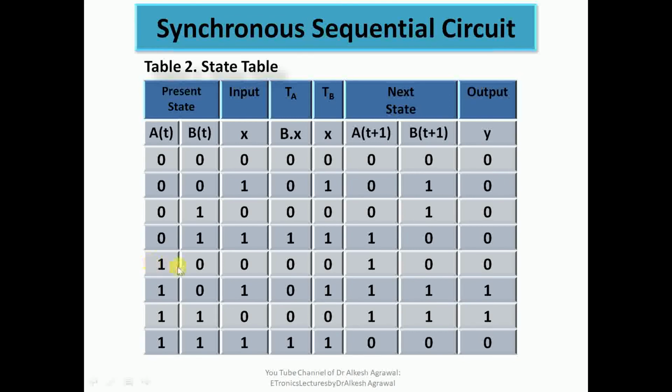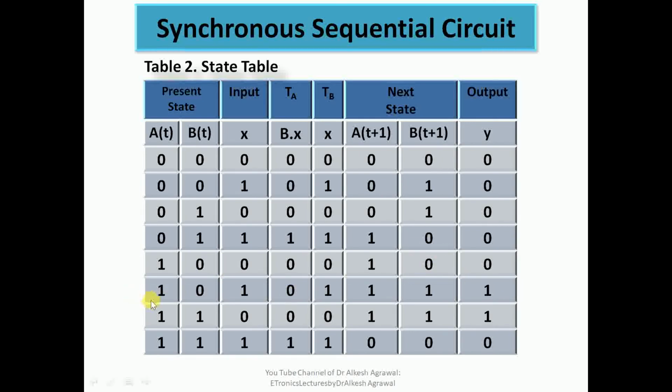If we see another row, we have inputs 1, 0, 0. So B and X is 0 and X is 0. So again, at both the TA and TB, we have values 0 and 0. So the toggle flip flop is not activated. So A(t) is 1, it will remain as 1 as A(t+1). And B(t) is 0, so B(t+1) is also 0.